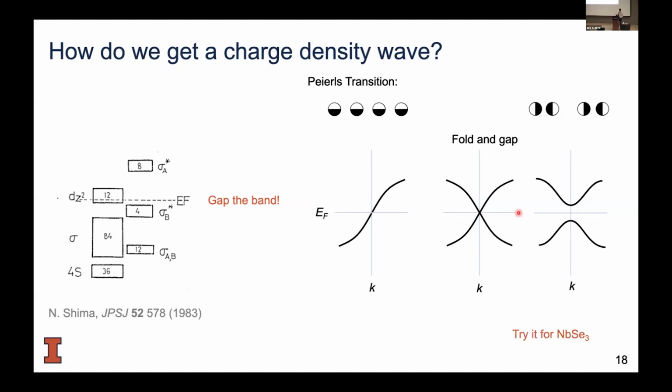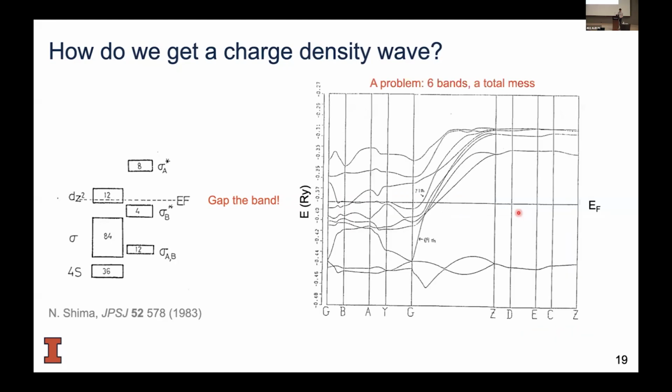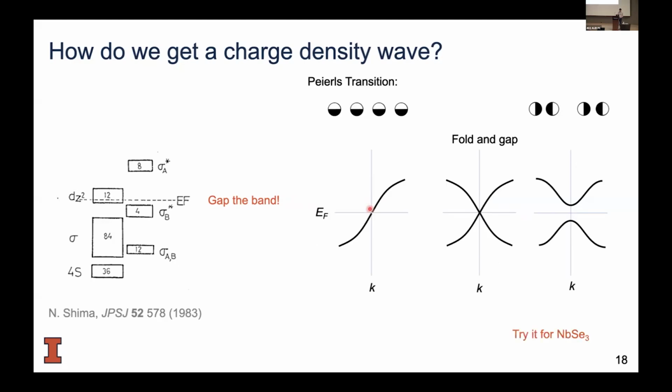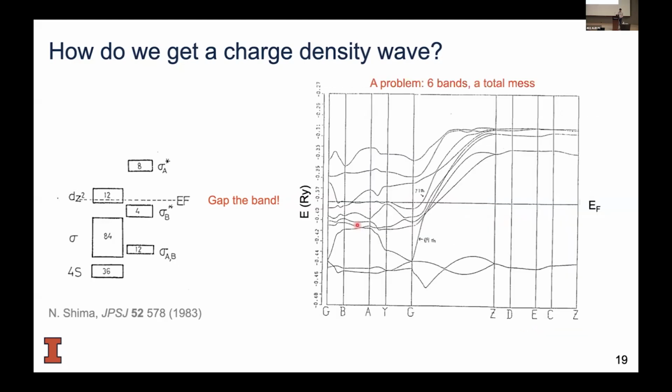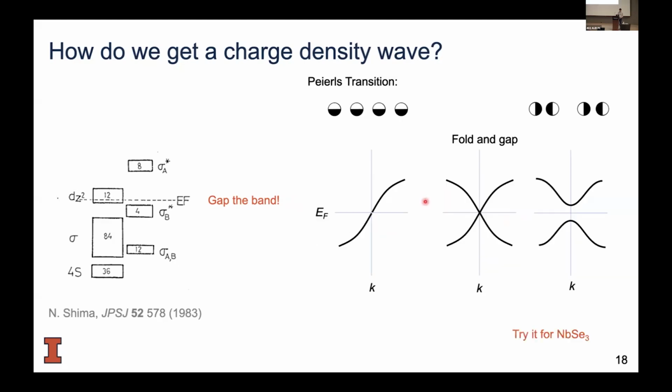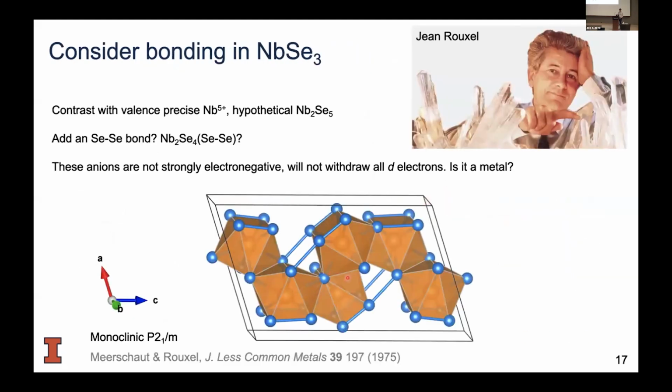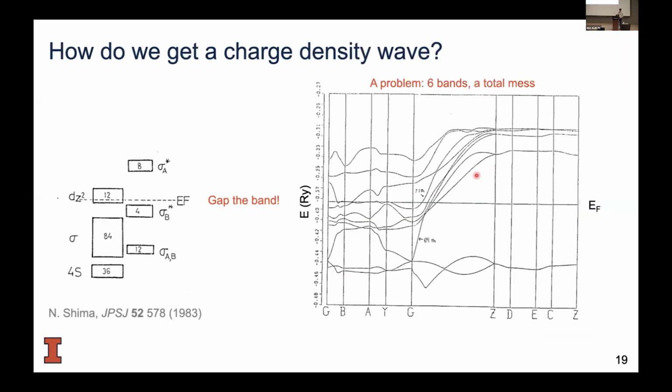And so we could do this for NbSe3, and you look at the band structure of it, and you're like, oh, this works really well when I have one band, but now I have too many niobium in this cell. This unit cell is just so complicated. And there's way too many of these bands that could distort.